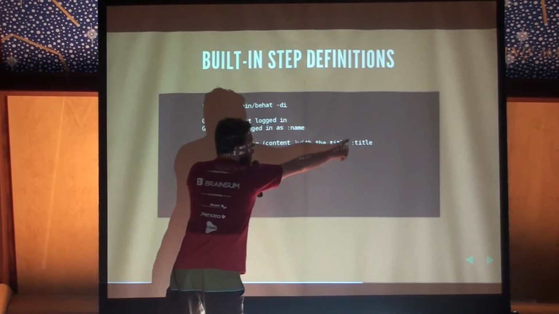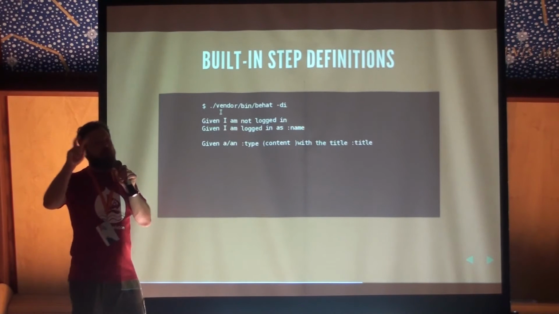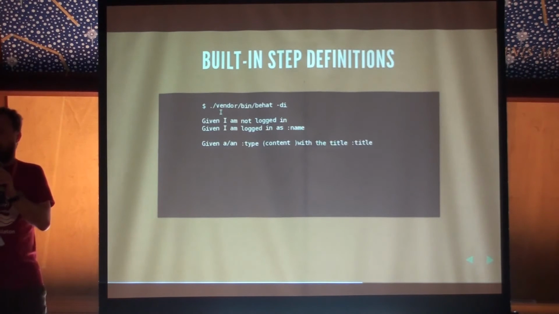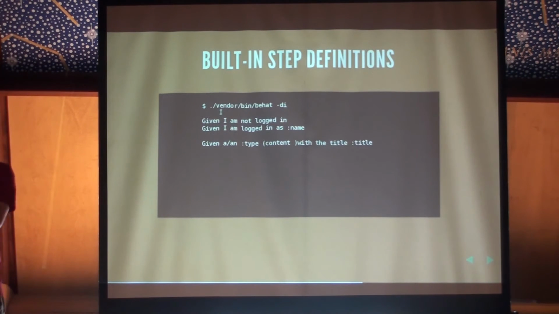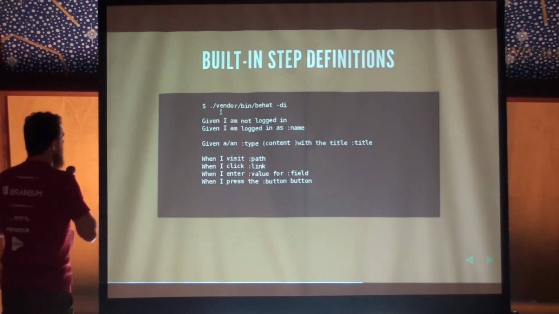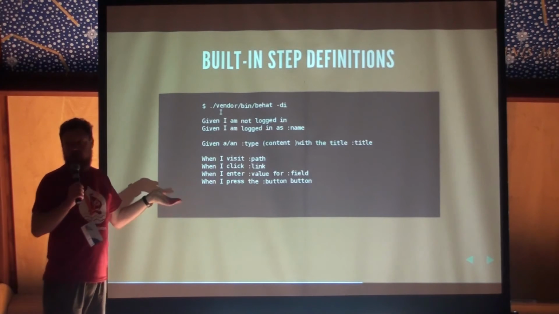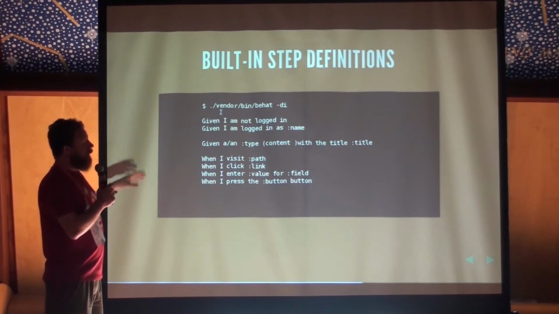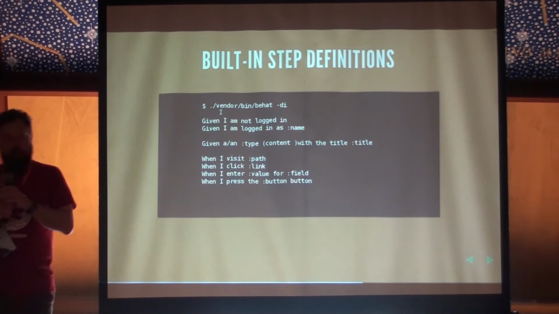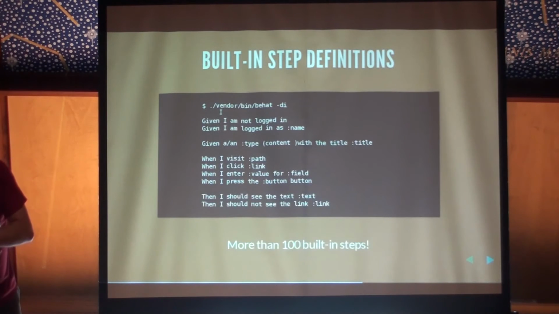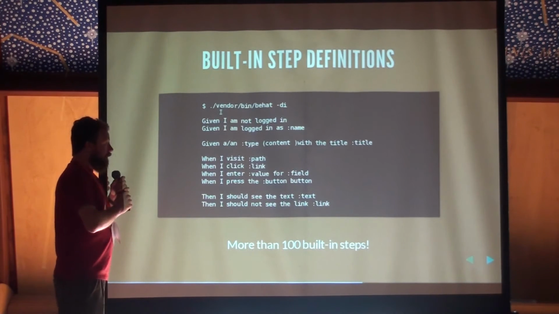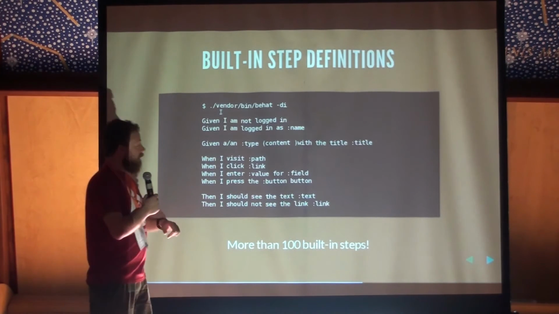Whenever you see this double quote thing, it means that in your test you have to write it between the little quotes. Some other things: when I visit a certain path in my site, when I click on a link, when I enter a certain value for a field, when I press on a certain button, form submission button. When I do any of these things, then I should see a certain text on the page, but I should not see a certain link.